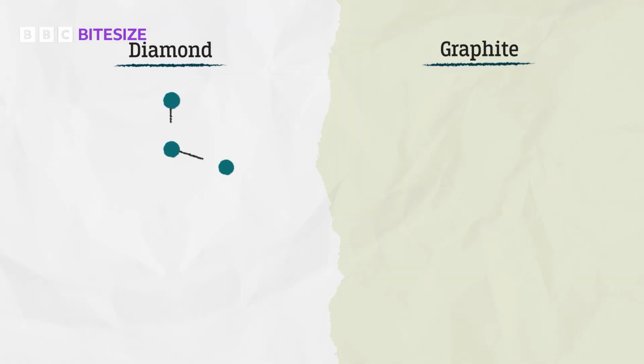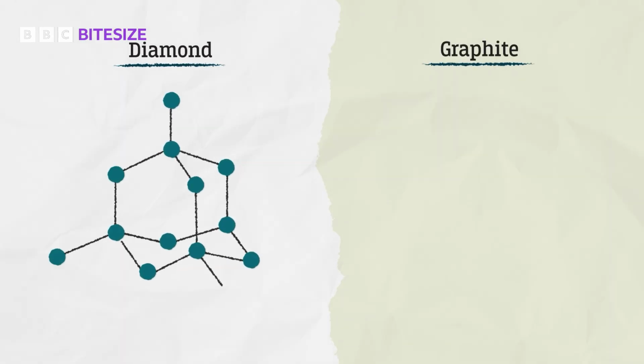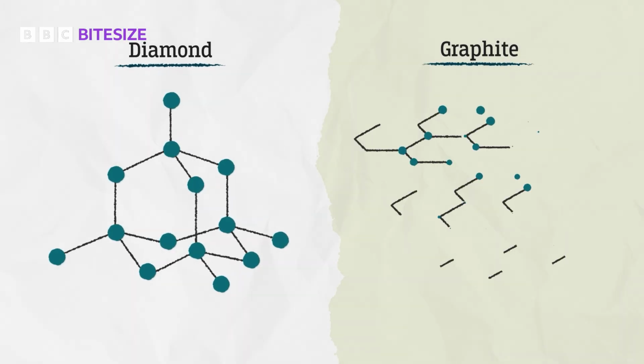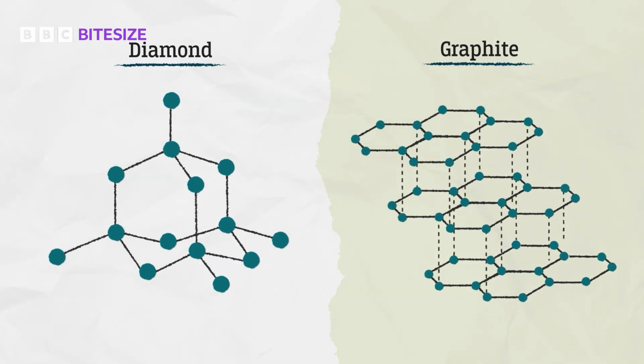Let's look at them side by side. Diamond, with 4 bonds per atom and no free moving electrons, makes it hard, but a very poor conductor of electricity. Graphite, with 3 bonds per atom and delocalized electrons, is an excellent conductor of electricity. Both have very high melting points because of the covalent bonds in the giant structures.